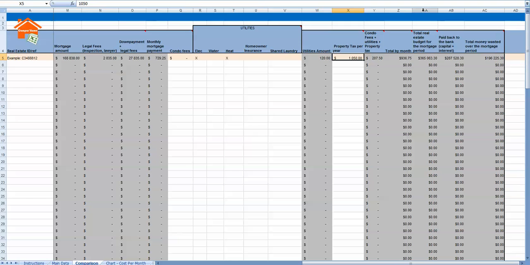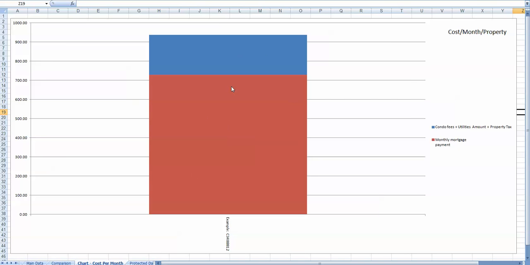And here you have some interesting values. This is the total real estate budget for the mortgage period. So over the whole period, that's the money you're going to spend. That's what you are going to pay back to the bank after 30 years, in my example. And at the end, this is the total money wasted over the mortgage period. So basically, it's the property value minus what you pay to the bank. This is for information only, because of course it doesn't take into account the gain in property value that you may have with your house or condo. But still, it's interesting.